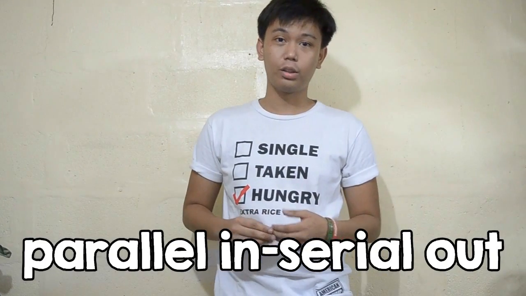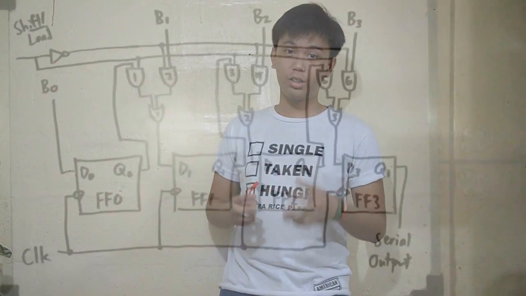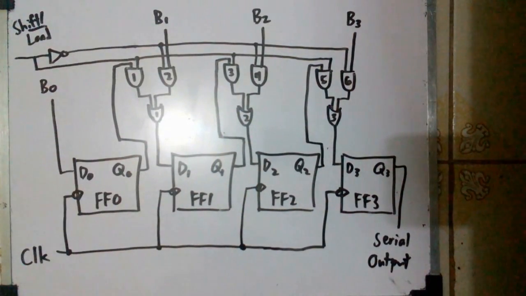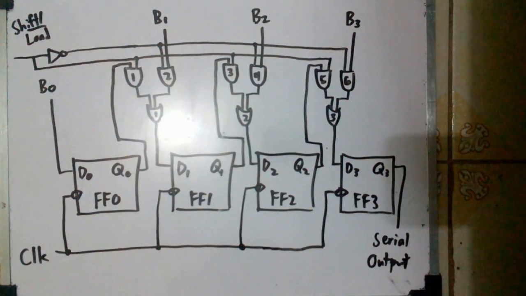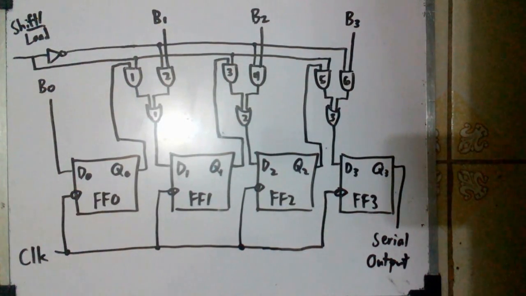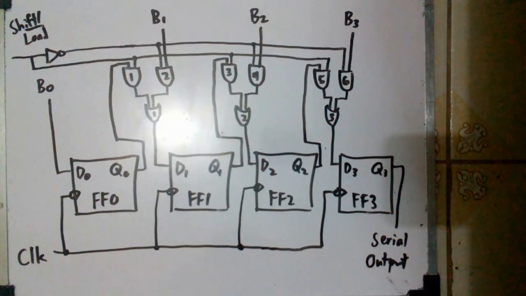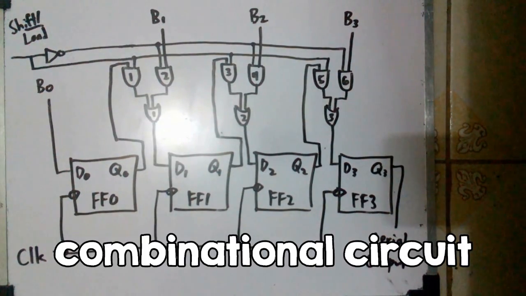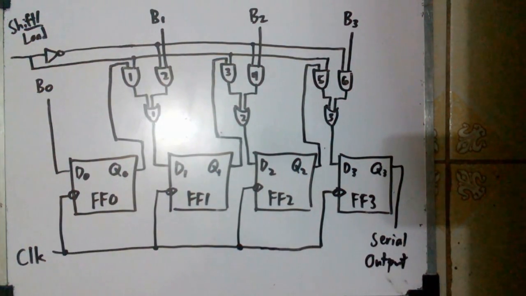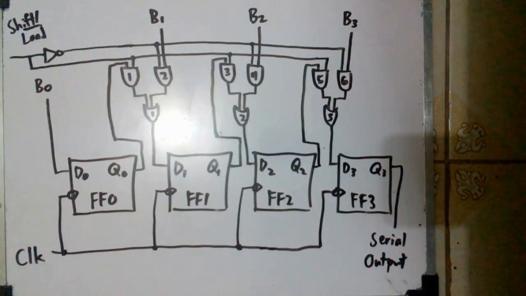Lastly, let us go on to the parallel in, serial out, or PISO register. As the name suggests, the bits are entered in parallel then extracted in series. Let us see the schematic diagram of this type of register. The important thing to know here is that the output of one flip-flop is connected to the input of the adjacent flip-flop through a combinational circuit.